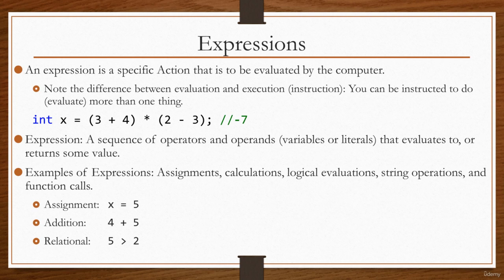So first it will declare the variable x, which is of type int, so it will make space available for that. Then it will compute 3 plus 4, and then 2 minus 3, and then it will multiply those two results together, and eventually it will store that in the variable x. So as you can see, multiple computations in the single statement.